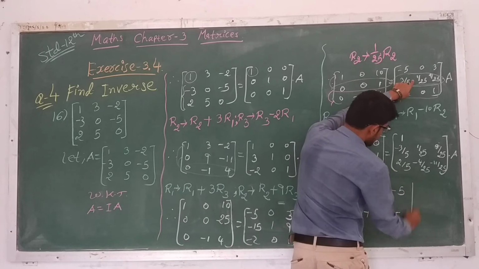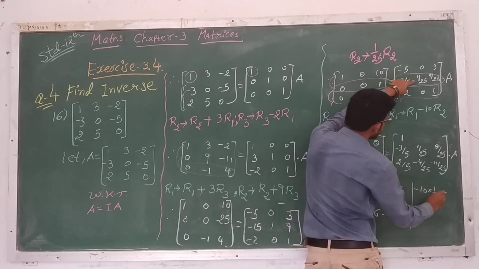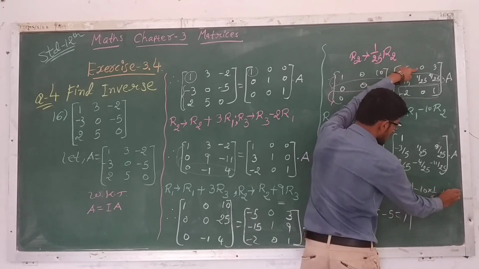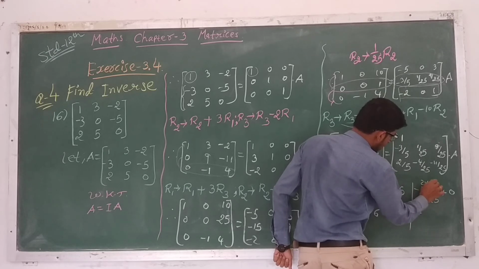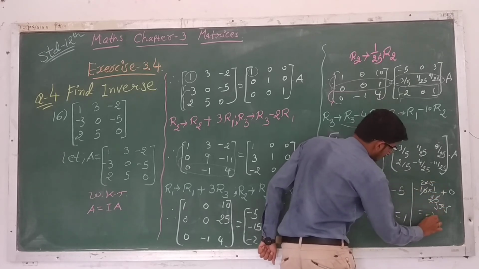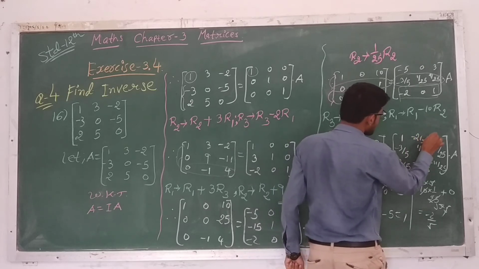Minus 10 multiplied by 1 by 25 and adding to the first row. So the first row will be 0 plus 0. So 2 5s are 10 and 5 5s are 25. So the answer will be minus 2 by 5, because 5 5 cancel out. Here I have minus 2 by 5.